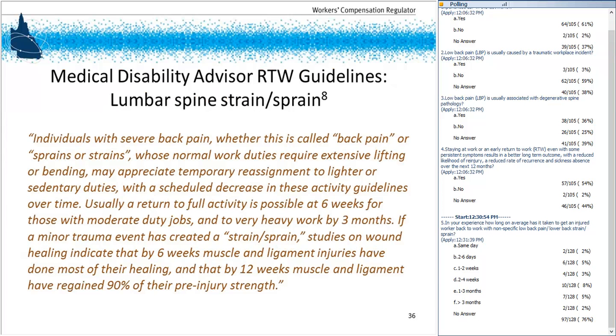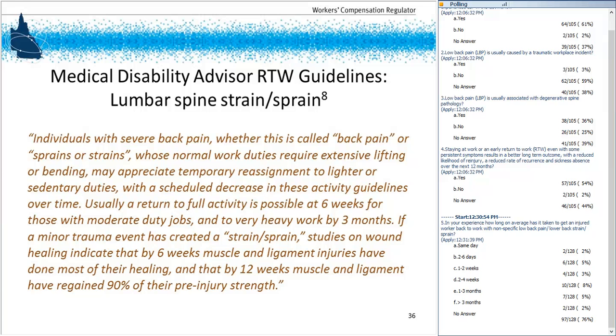This slide quotes from the Medical Disability Advisor Guidelines, and there's a reference to that at the end of the presentation. And this is specifically in regards to non-specific low back pain or lumbar spine strain or sprain. And what it says is this: individuals with severe back pain, whether this is called back pain or sprains or strains, whose normal work duties require extensive lifting or bending, may appreciate temporary reassignment to lighter or sedentary duties with a scheduled decrease in these activity guidelines over time. In other words, the restrictions are being reduced over a period of time.